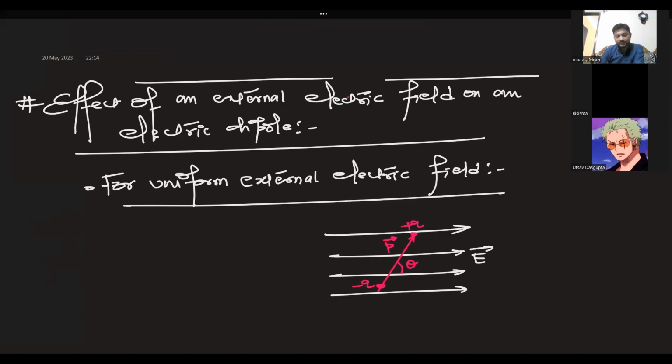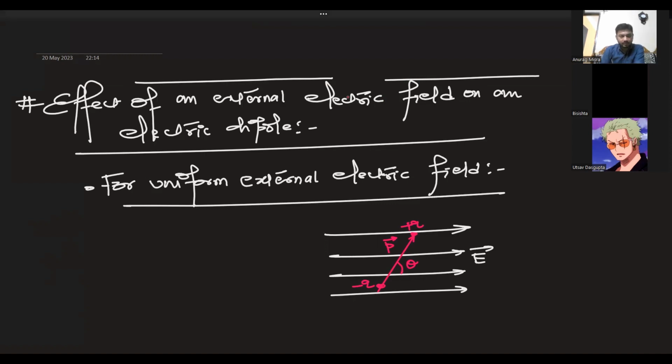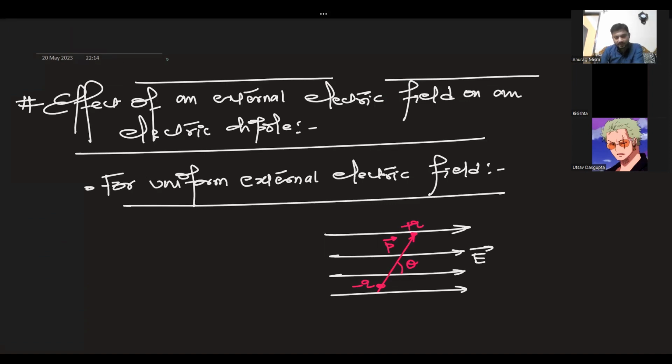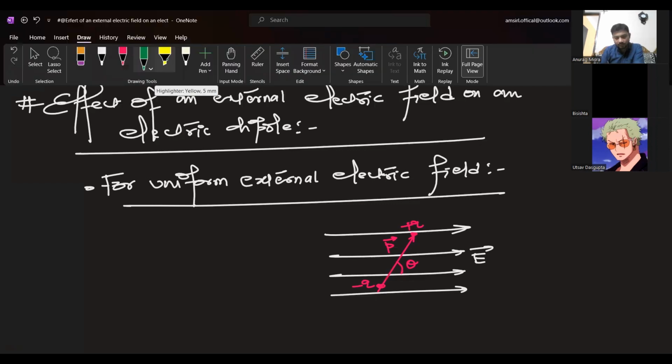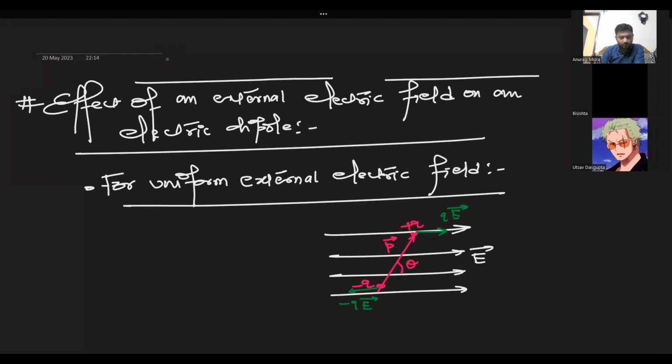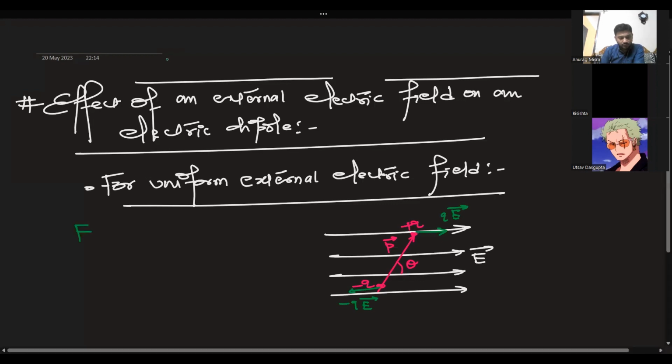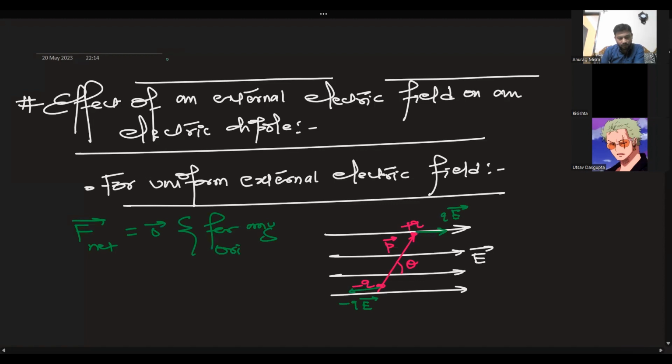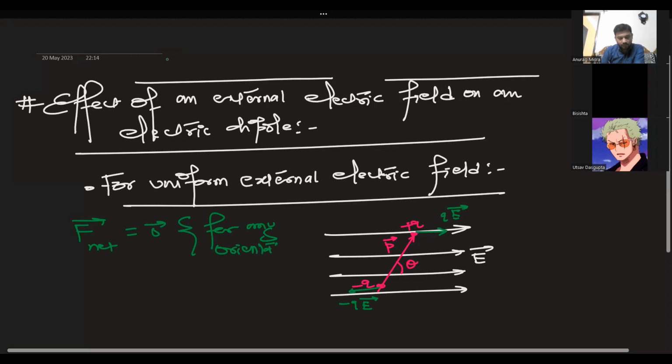So what will happen is that the plus Q charge will experience a force along the field. I just told you, a positive charge experiences force along the field. The negative charge will experience a force opposite to the field. It will be minus Q. So remember that for a uniform external field, the net force on the dipole will always be zero, right? For any configuration, for any orientation. Whatever the orientation, whatever the angle, if the field is uniform then the resultant force is zero.